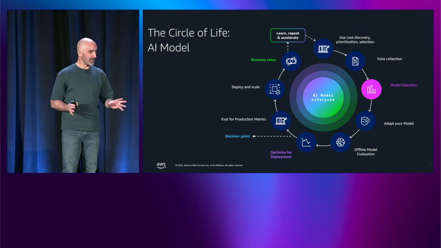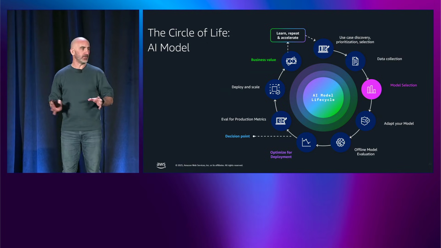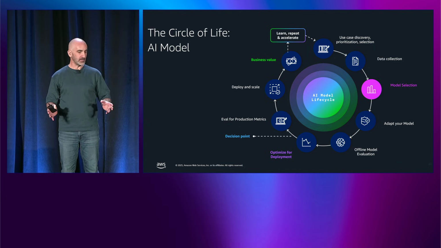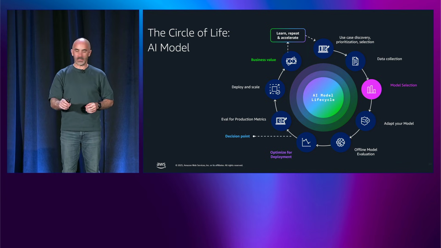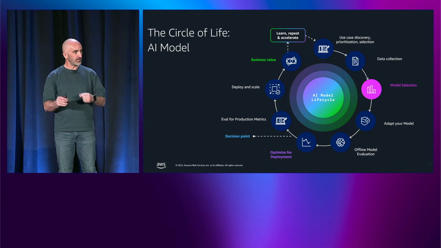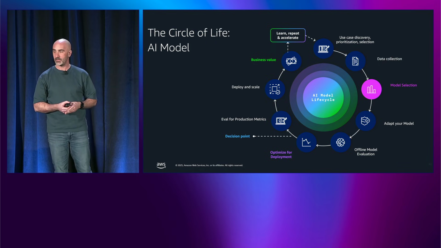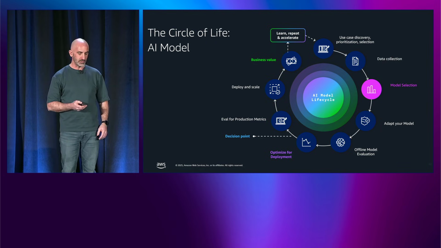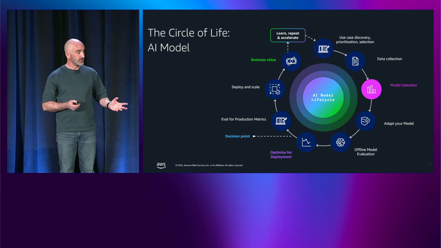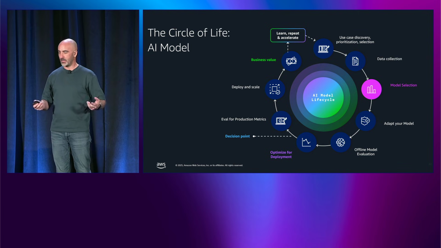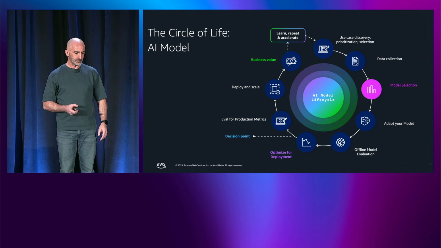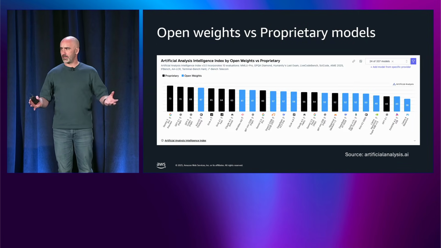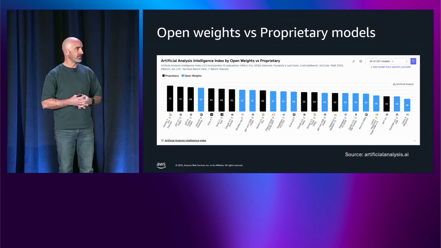Thanks, Cameron. Cameron gave you an overview of the AI model lifecycle. So I'm going to double click on a few of these stages to give you a little bit more details on how you should approach this, especially with AWS Trainium and Inferentia. The first stage is model selection. That's when you want to select the model that you want to use.